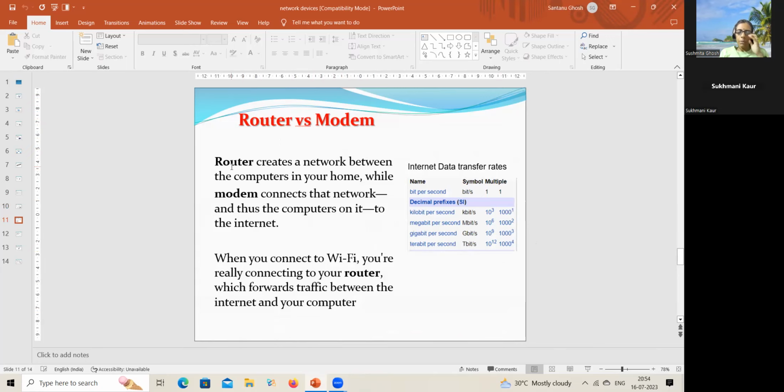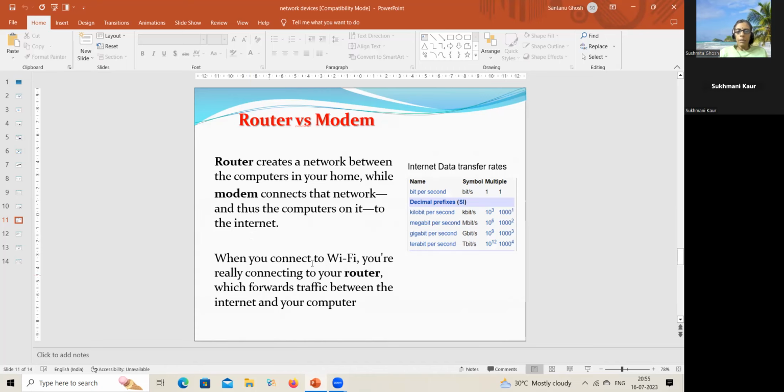we are not able to, because nowadays the roles are intermingling. Modem का काम भी कर लेता है router. ठीक है ना? So what we call it that inbuilt है, हमें दिखता भी नहीं है modem. So router तो फिर भी दिखता है. Routers are not generally inbuilt. So router creates a network between the computers in your home, while the modem connects that network and thus the computers on it to the internet. So last point में जाके my modem is converting the data. Modulation and demodulation the काम he is doing, and then he is releasing the data. Okay.